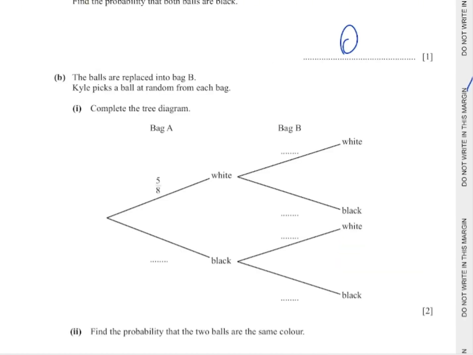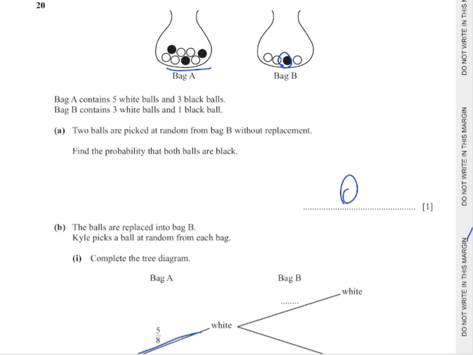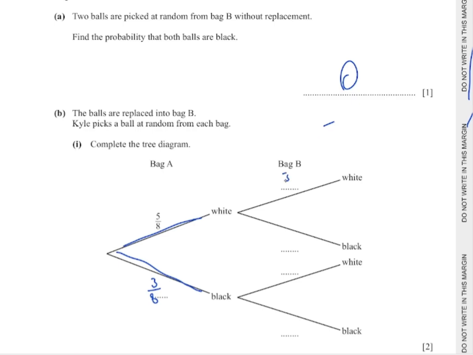Part B: the balls are replaced into bag B. Kyle picks a ball at random from each bag. Complete the tree diagram. We know that the branches sum to 1, so here we have 3 over 8. Now for bag B, the probability of getting a white would be 3 over 4, and black 1 over 4, the same here, 3 over 4, 1 over 4.